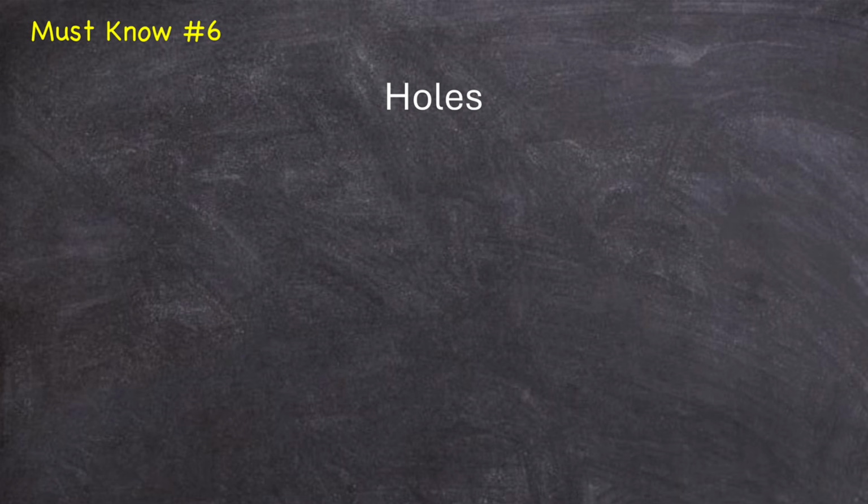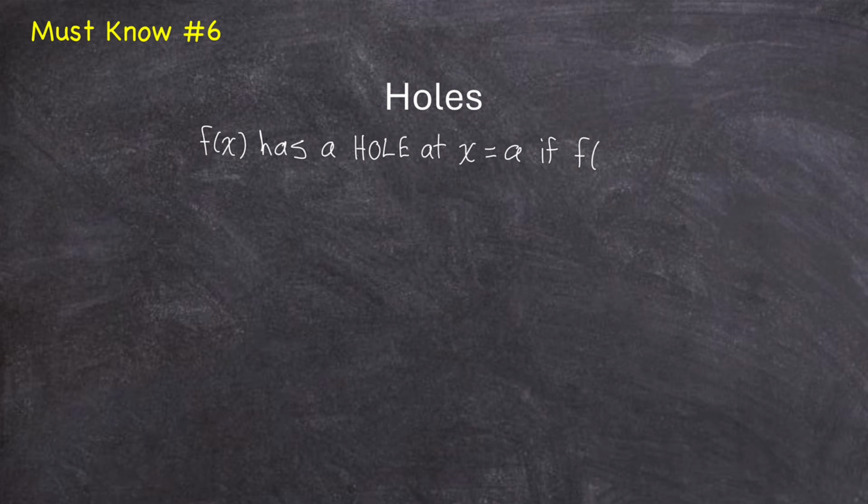Must know number 6. Holes. Earlier I showed you that division by 0 causes a discontinuity in the graph of a rational function. It can cause a vertical asymptote, or in this section I'll show you how it can actually cause a hole in the graph of a rational function. f of x has a hole at x equals a if f at a is the undefined expression 0 divided by 0.